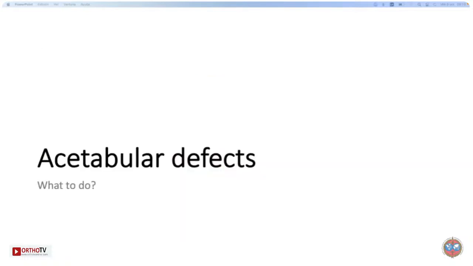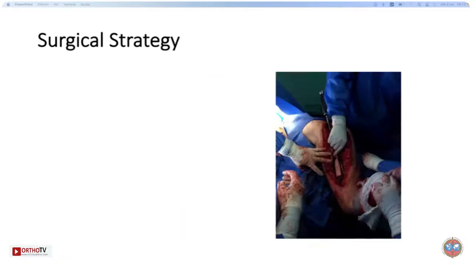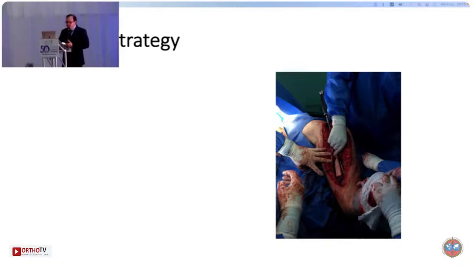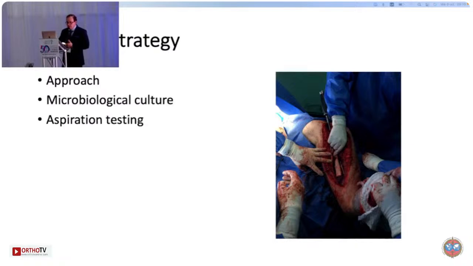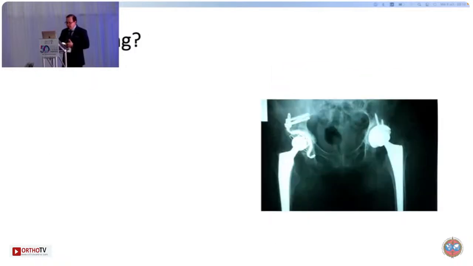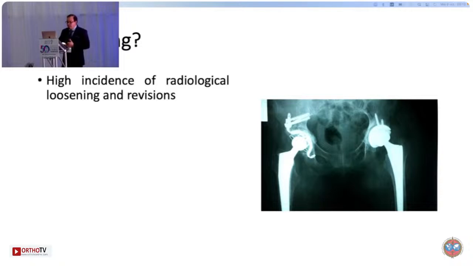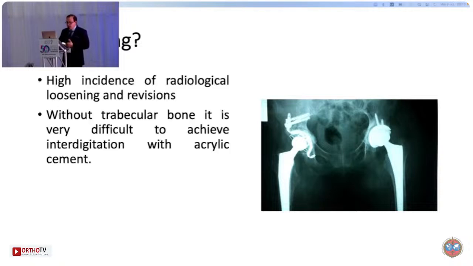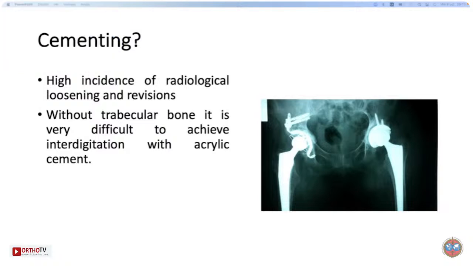So what to do with acetabular defects? We must have a surgical strategy. We know about approach, microbiological culture, aspiration testing, appropriate instruments, multiple implants. So, interesting about cementing: high incidence of radiological loosening and revisions. Without trabecular bone, it is very difficult to achieve interdigitation with acrylic cement.